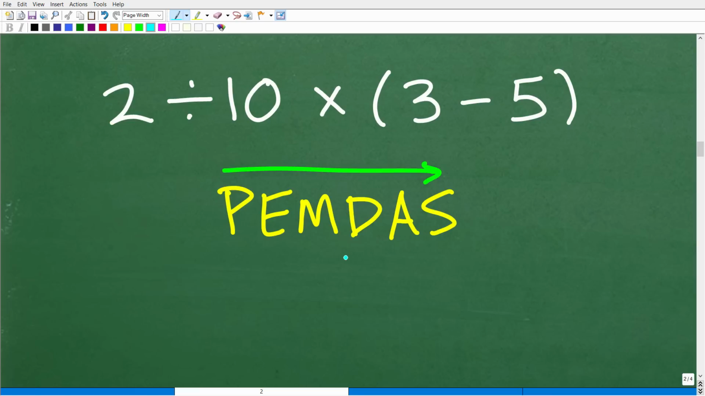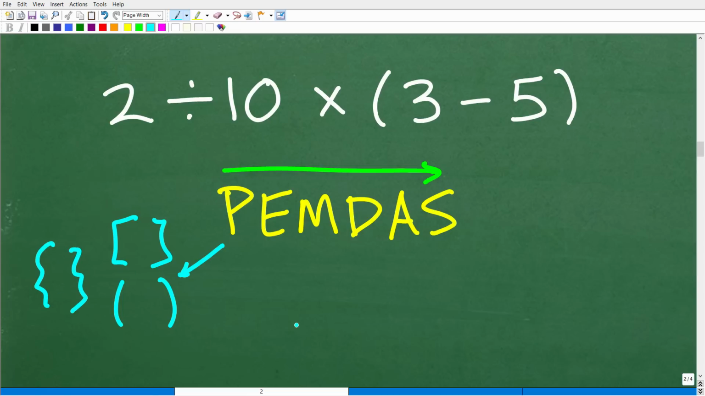Okay, so let's get to how it works. So P, we're going to start over here. This stands for parentheses. So we're going to do any parentheses we have first. Of course, we have some parentheses, but technically these are what we call grouping symbols. So it could be these type of brackets, things like that.